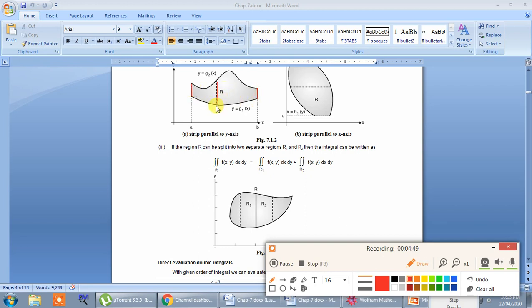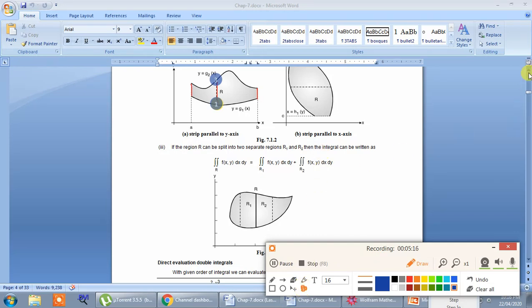You can check it out: the lower end of the strip is here, on y equal to g1 of x, and the upper end is on y equal to g2 of x.